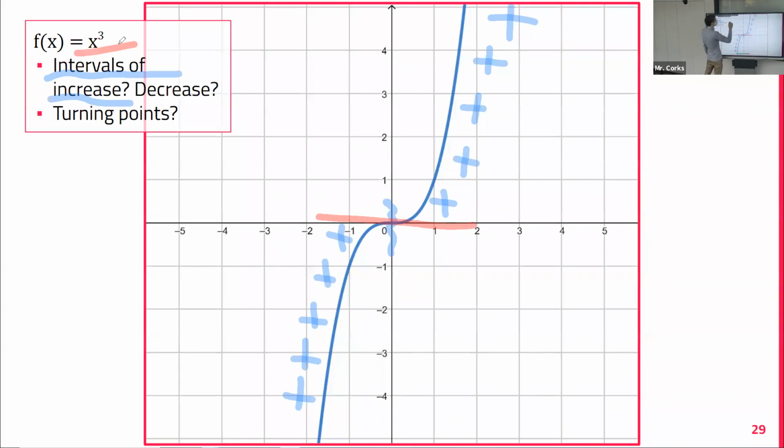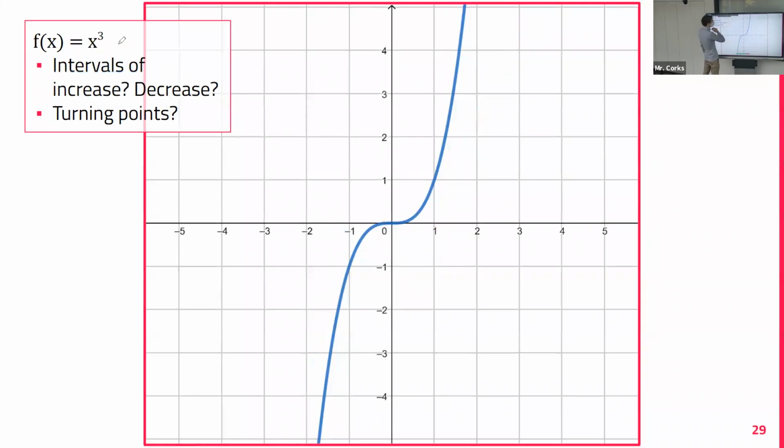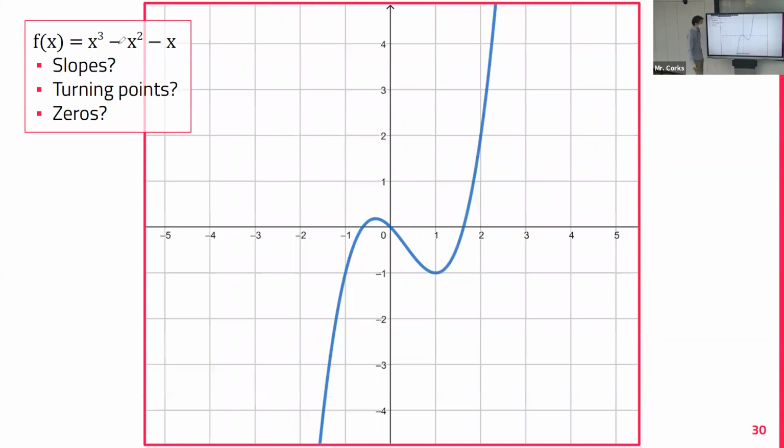So this is kind of a special case with a cubic like this, and that's exactly x cubed. More generally, they look like this. This is a more kind of traditional shape for a cubic function. This one is x cubed minus x squared minus x, and we get this shape. So now we can kind of have a more meaningful discussion, slopes and these turning points. So where do we see intervals of increase or decrease? Where do we see positive slopes, negative slopes?